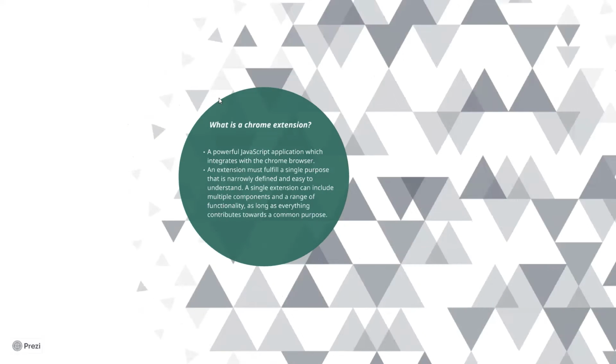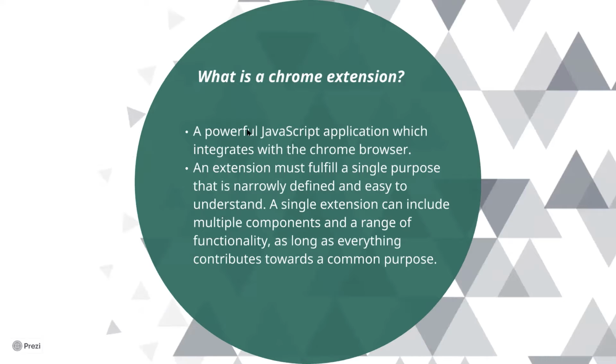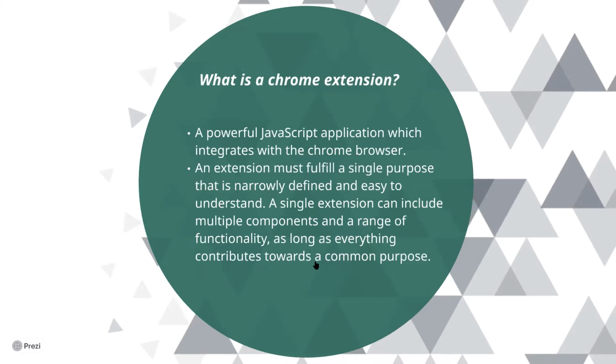So if you look at the definition, what is a Chrome extension? A Chrome extension is a powerful JavaScript application which integrates with the Chrome browser. Essentially, extensions are small software programs that customize the browser experience. An extension must fulfill a single purpose that is narrowly defined and easy to understand. A single extension can include multiple components like HTML files, JavaScript, and CSS, and a range of functionality as long as everything contributes towards a common purpose.